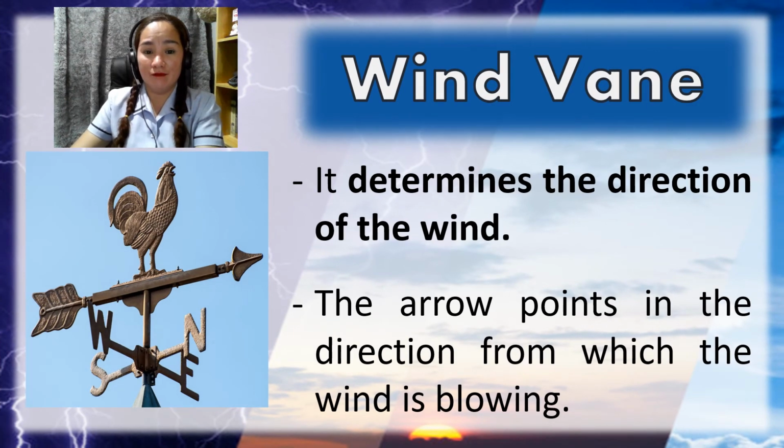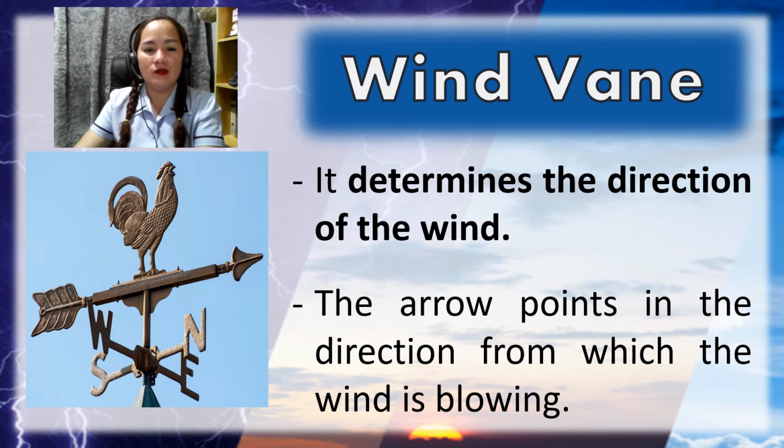Next is the wind vane. So this is the last tool that we are going to talk about today. A wind vane determines the direction of the wind. The arrow points in the direction from which the wind is blowing. Knowing the direction of the wind is an important part of predicting weather, because wind brings us our weather.